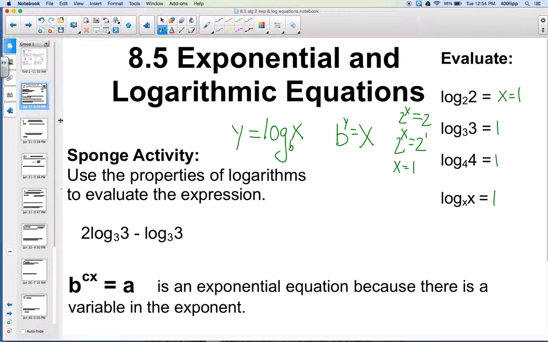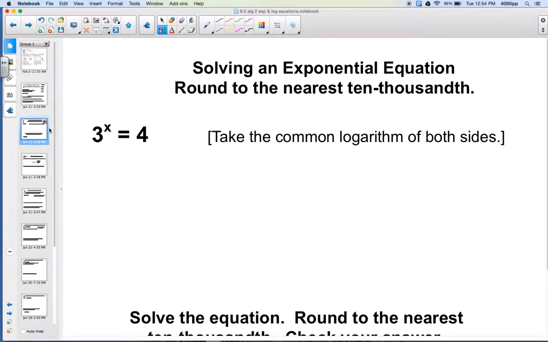Okay, so what we're going to be doing today is we're going to be now using exponential and logarithmic form, and we're going to be solving equations. So you will need a calculator for this. So let's start here with 3 to the x is equal to 4.